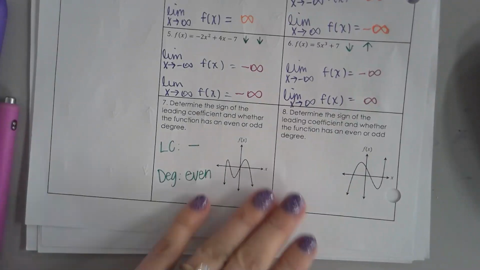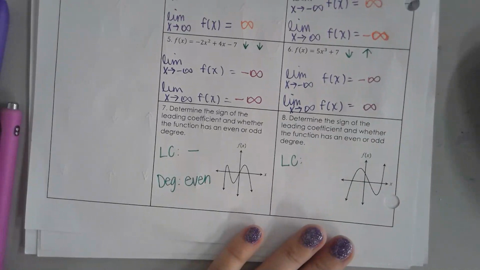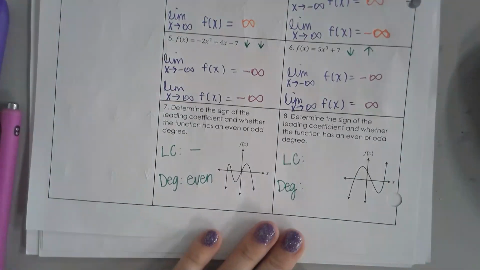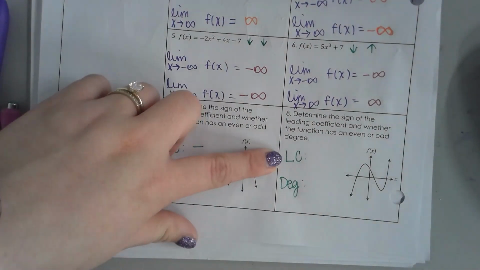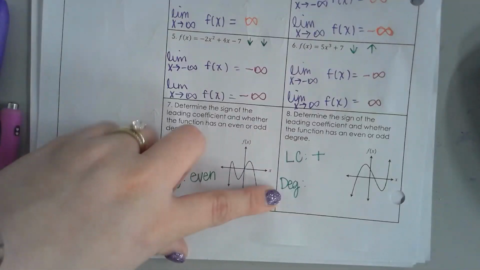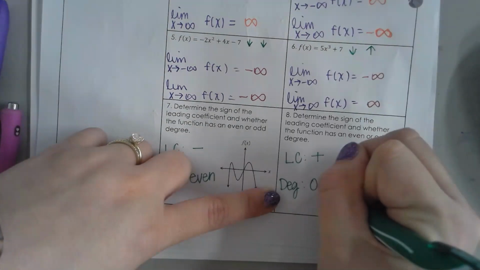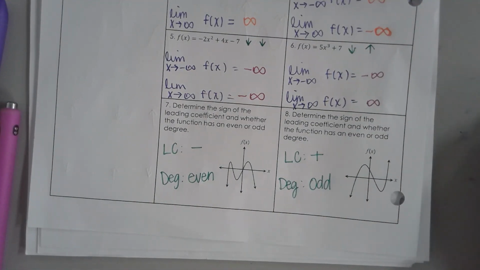Okay. Number 8, is the leading coefficient positive or negative? This one's down, up. So down, up, positive, odd. Okay. We'll stop there for today.